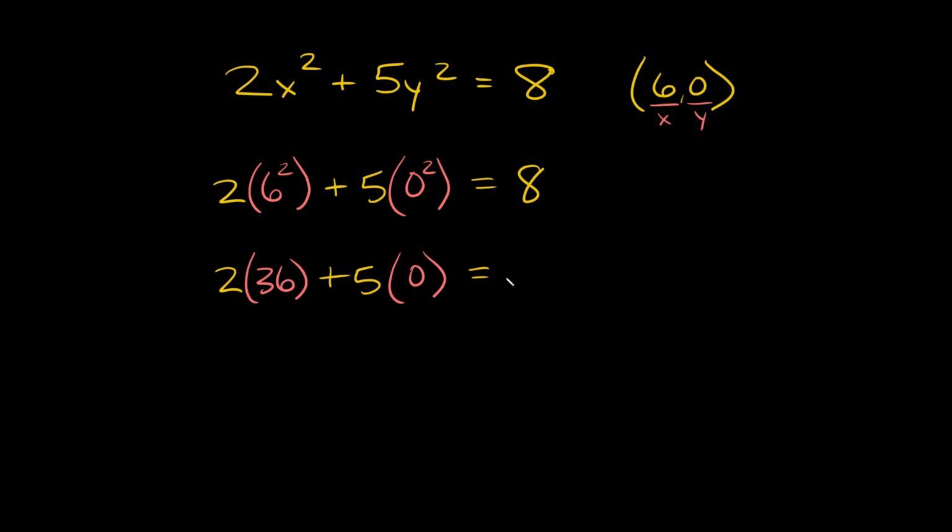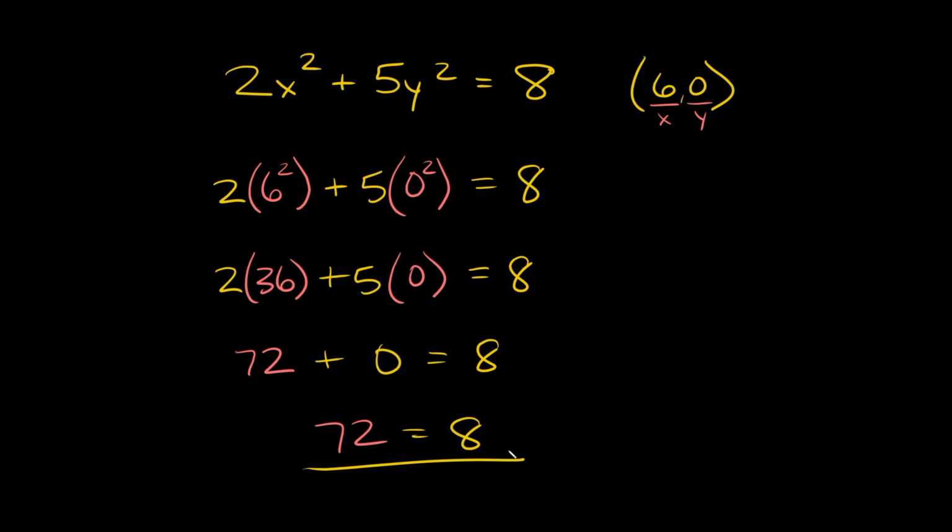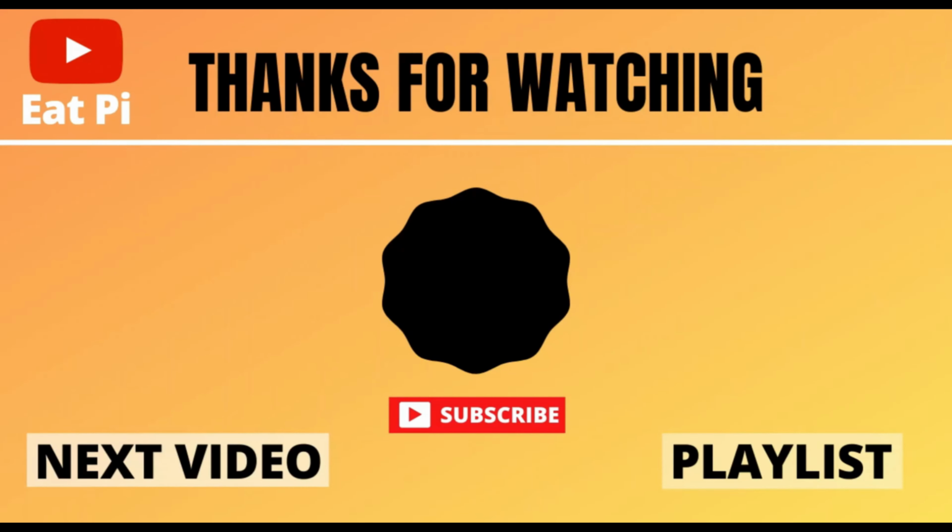And then this is equal to 8, right? So here, 2 times 36 is equal to 72. And that's plus 0. 5 times 0 is just 0, right? And then that's equal to 8. So here we get 72 is equal to 8. All right, that doesn't look right to me. And hopefully it doesn't look right to you either. So since these are not equal to each other, then that just means this point does not lie on the graph of this equation.